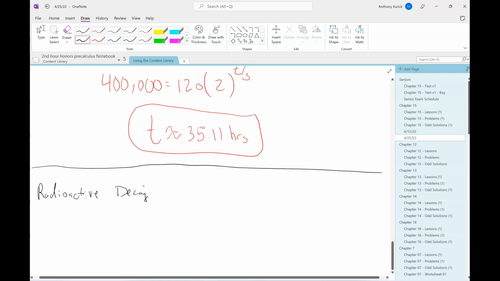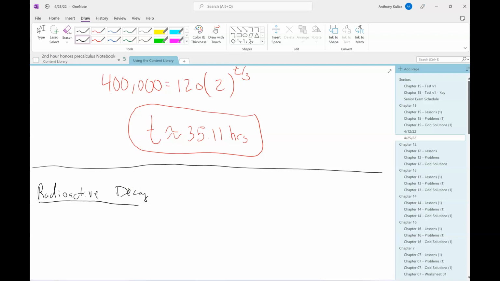Do you guys talk about radioactive decay in your chemistry classes anymore? Do you remember talking about this? Like for half a minute? Well, it's really easy. It's going to be really easy for us because we have better mathematics tools, and we're not worried about the different types of radioactive decay.